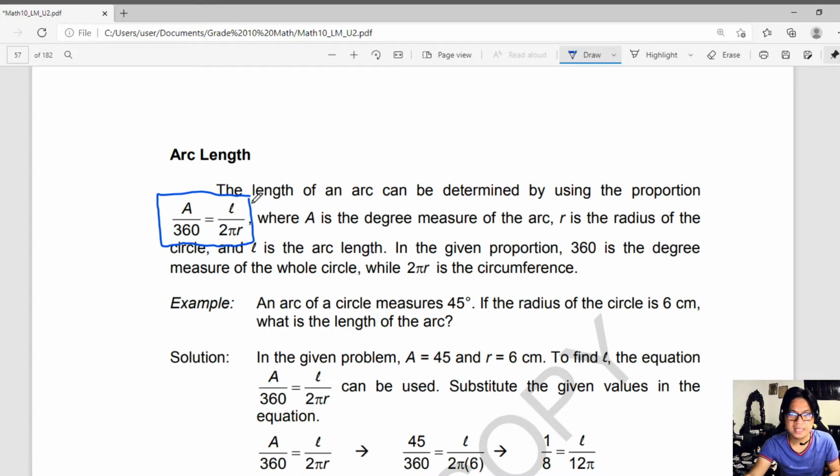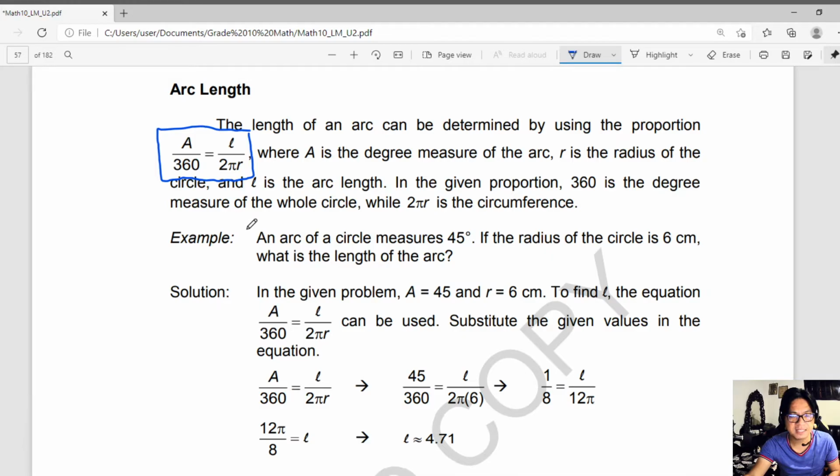So, where A is the degree measure of the arc, R is the radius of the circle, and L here is the arc length. In the given proportion, 360 here is the degree measure of the whole circle, because we're talking about a circle, while 2 pi r is the circumference of the circle.